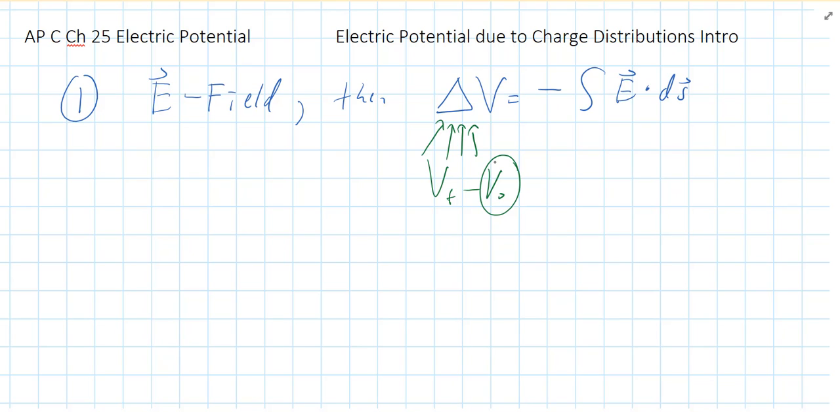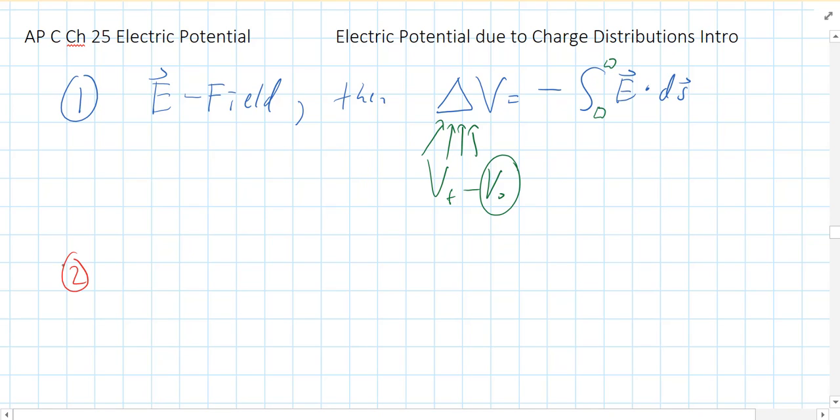Also, this gives you a change in voltage. Also remember, all of our integrals are definite integrals. They have to have a start and an end point. If the function changes, then you have to do separate integrals. And again, we'll talk about that when we do our examples.